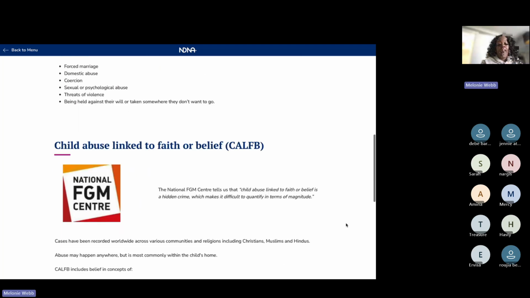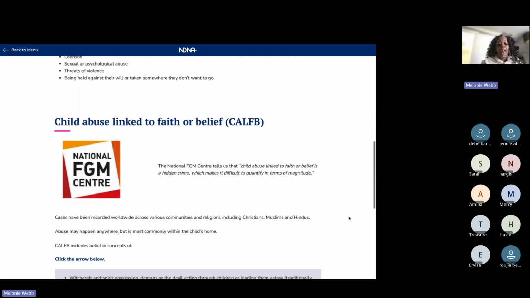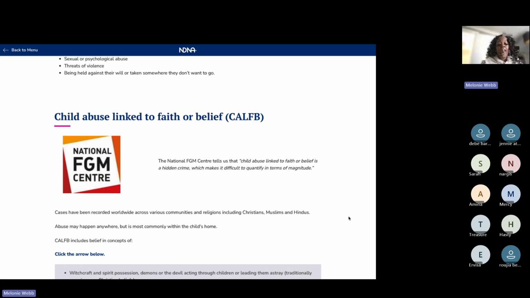Child abuse linked to faith or belief. The National FGM Centre tells us that child abuse linked to faith or belief is a hidden crime, which makes it difficult to quantify in terms of magnitude. Cases have been recorded worldwide across various communities and religions, including Christians, Muslims, and Hindus. Abuse may happen anywhere, but is most commonly within the child's home.